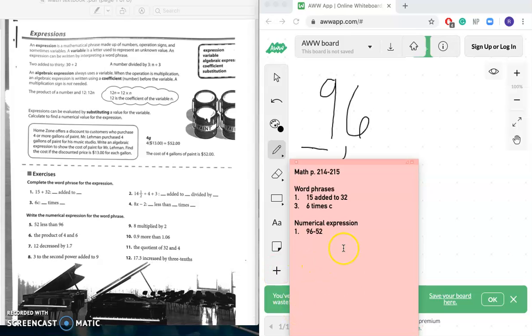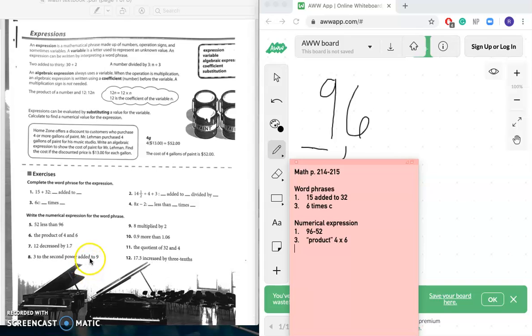So again, for this, you do not have to find the answer necessarily. We're just trying to practice writing expressions. Number 3, product. If you remember this word, product is multiplication. So product of 4 and 6. Product is the answer you get when you multiply two numbers. Therefore, the expression would be 4 times 6.